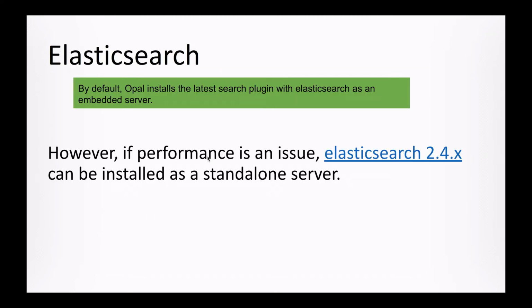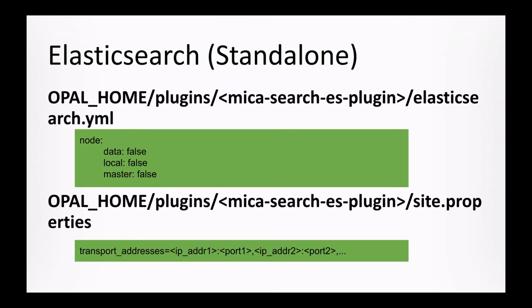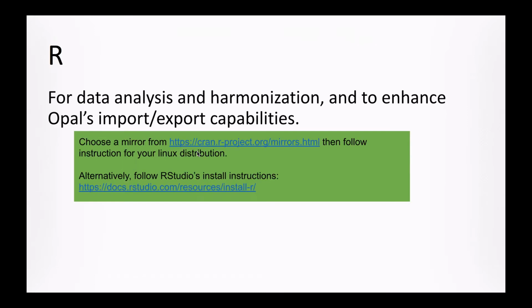Opal's search engine is based on Elasticsearch, which by default is embedded in Opal. But for performance reasons, you may wish to install Elasticsearch service as a standalone or on a different server. Opal also uses R for data analysis and data harmonization and to enhance its import-export capabilities.